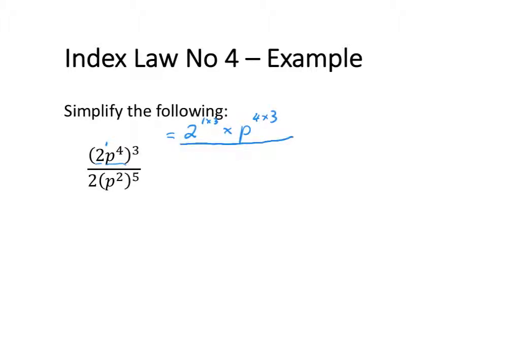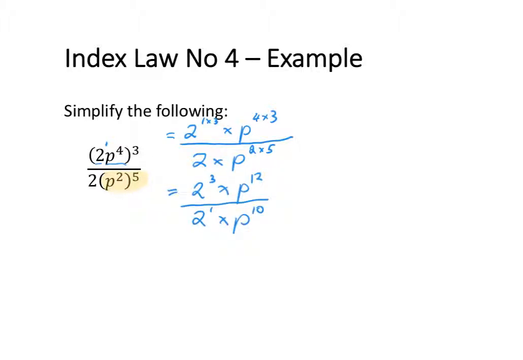Divided by, now down the bottom, the bracket is only around the p squared. So the power of 5 only applies to the p squared, not the first 2. So that's going to be 2 times p to the power of 2 times 5. So that is equal to 2 to the power of 3 times by p to the power of 12, divided by 2 to the power of 1 times p to the power of 10.